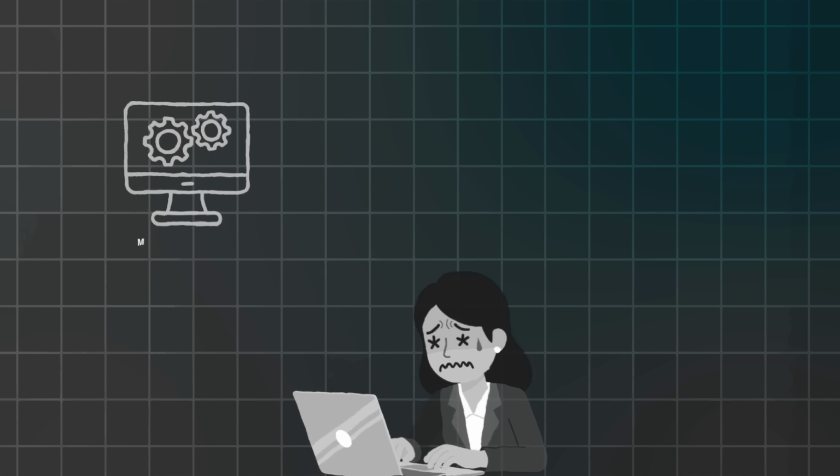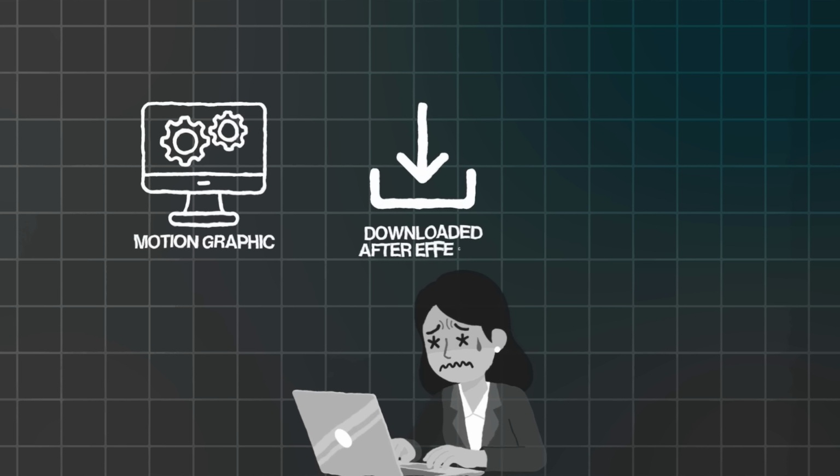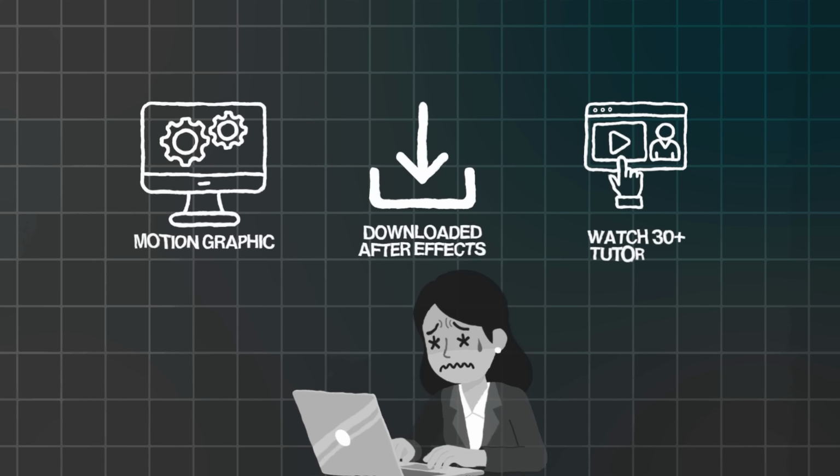Did you think turning a picture into a moving video would be easy? I did. I spent 4 weeks trying to learn motion graphic software, downloaded Adobe After Effects, watched 30 plus tutorials on parallax effects and cinemagraphs, and still ended up with choppy animations that look like a slideshow from 2005. But it was a struggle. I wish I'd known how to do it smarter.